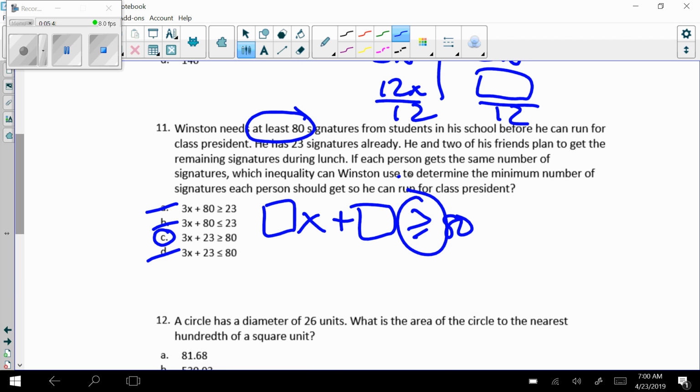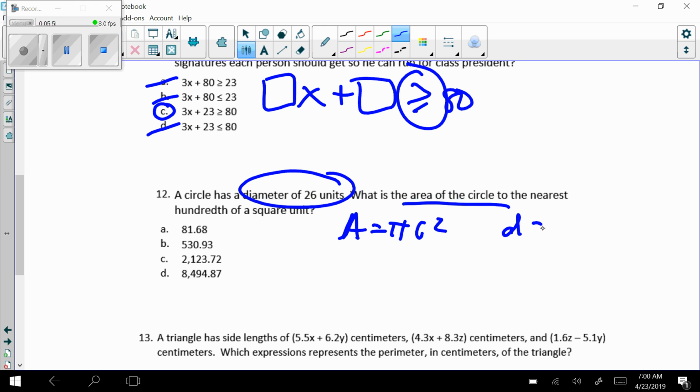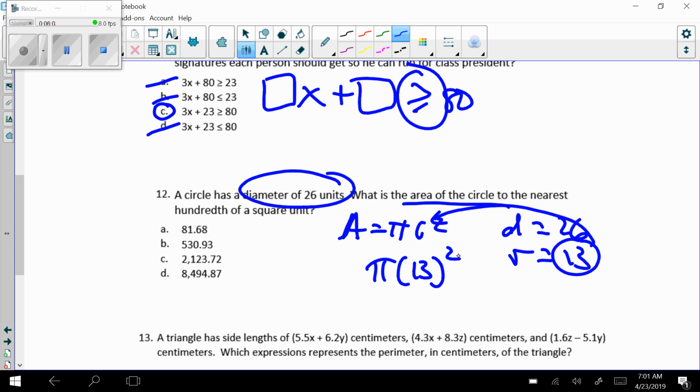Circle has a diameter. Area of a circle. Formula from the reference sheet: area equals pi r squared. They give you the diameter is 26, which means the radius is 13. You plug 13 in, you go pi 13 squared. You square the 13, multiply it by pi.